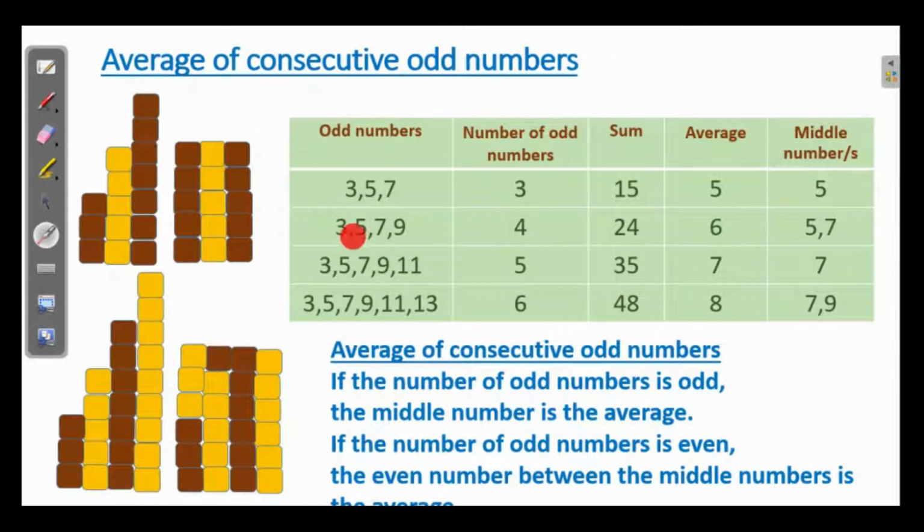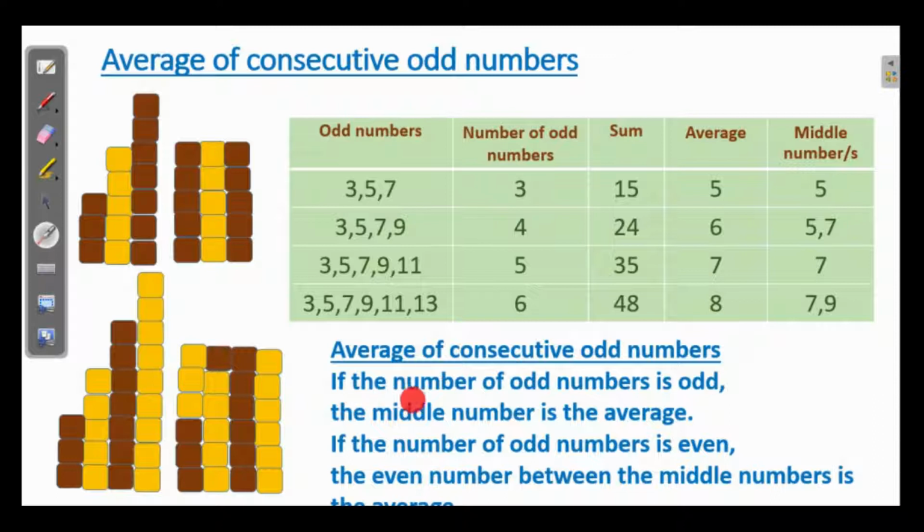The average is the even number in between 5 and 7. The middle numbers are 5 and 7. The even number in between 5 and 7 is the average. So, average of consecutive odd numbers.